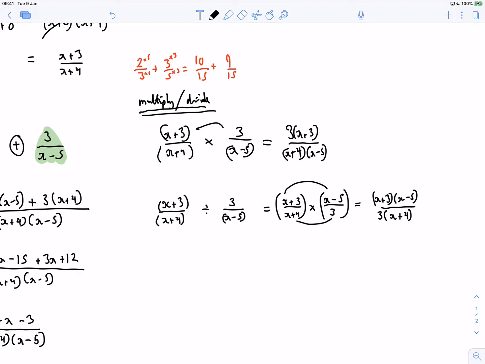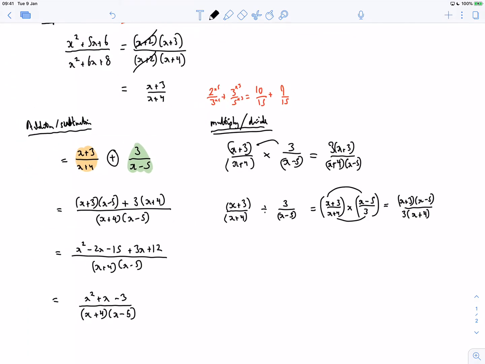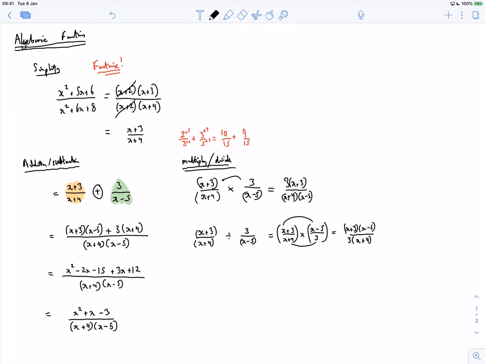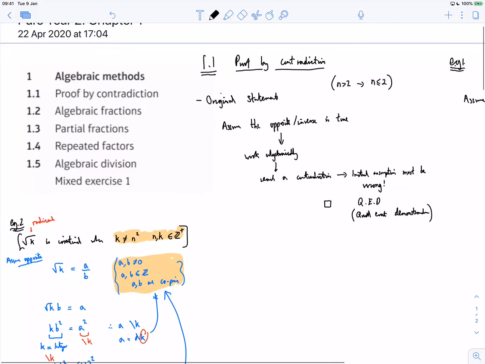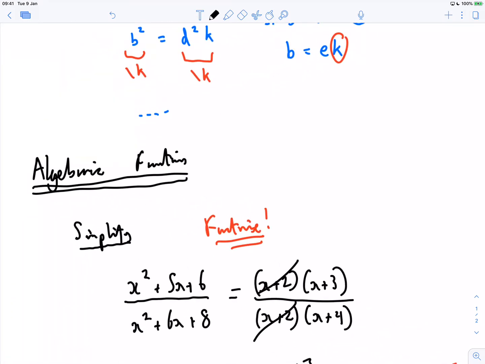Multiplying, dividing fractions, adding and subtracting fractions, simplifying fractions. It's really important you know how to factorise polynomials for this, and you just have to be really careful and not make any mistakes. It happens all the time. I constantly make mistakes. Don't worry about it, just check your work. So as far as I'm concerned, that's pretty much 1.2 done.